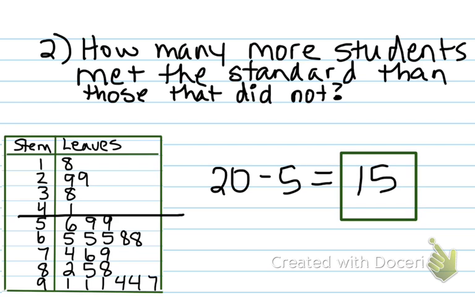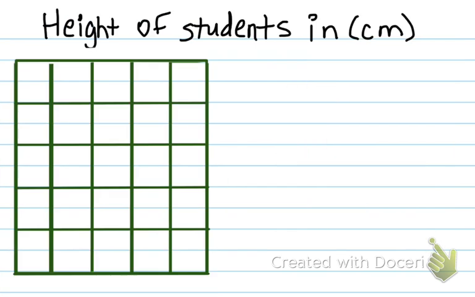Now you're going to be creating your very own stem and leaf plot using some class data. We are going to measure the height of the students in this class in centimeters. Then you're going to record that data into your own stem and leaf plot. And once you're done with that, you will need to show that to your teacher to have that checked off.